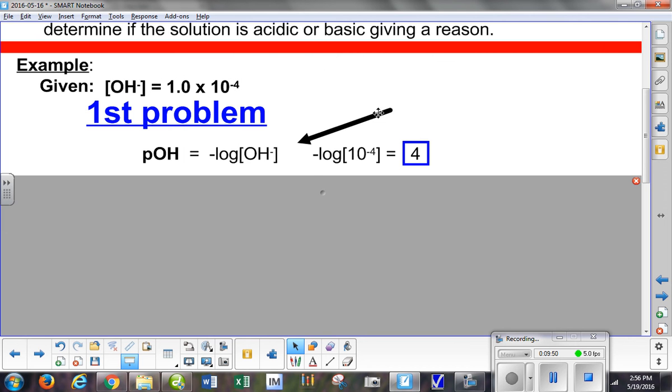Okay? When you plug that in, the log of 10 to the minus 4 is minus 4. That's the definition of a logarithm, the exponent of a power of 10. When we put the minus out front of the log, what that does is it changes this negative to a positive. So minus 4 becomes a plus. And so this becomes an answer of 4. And I want a box around that.